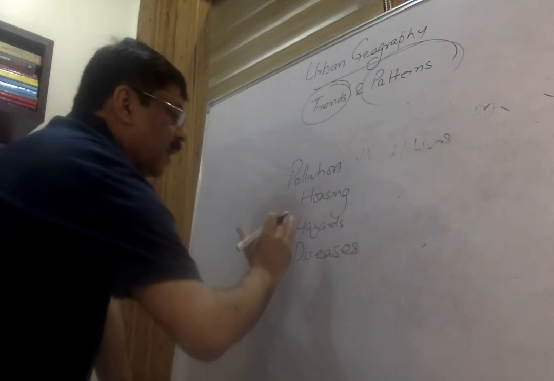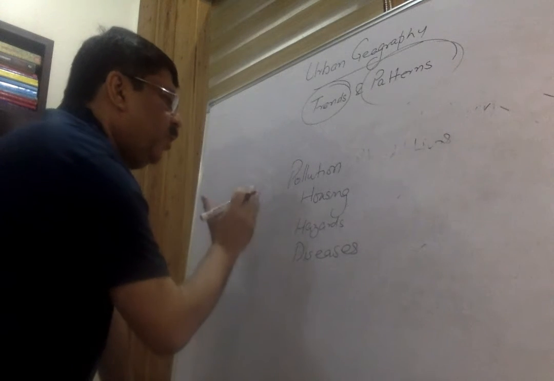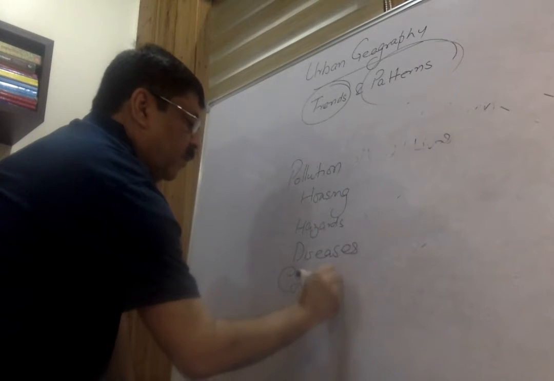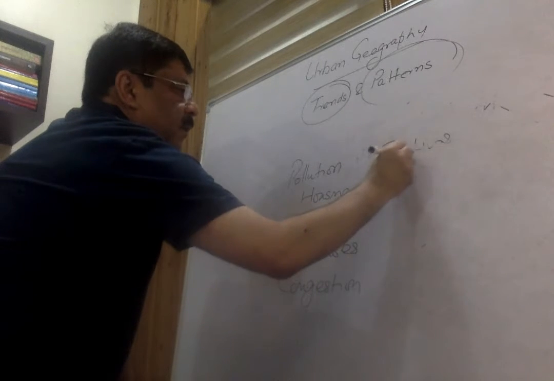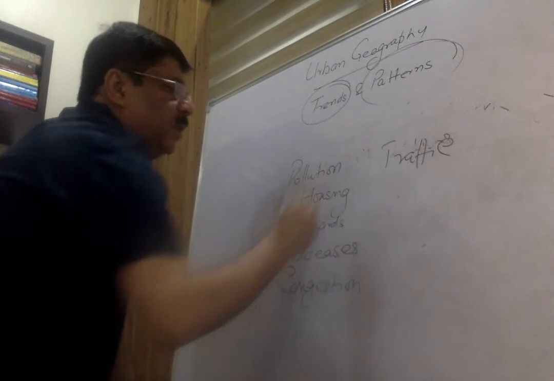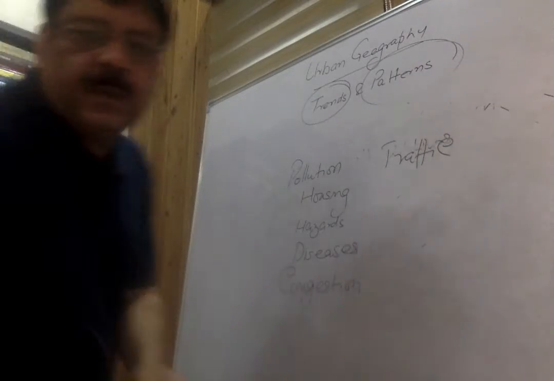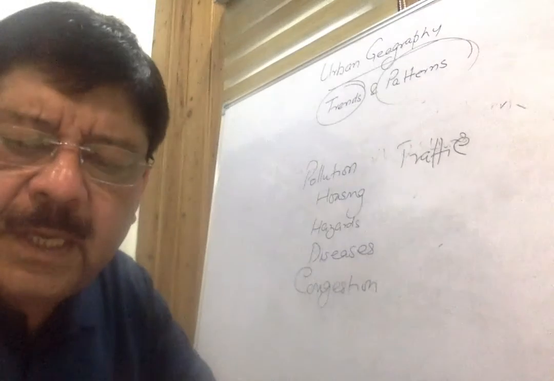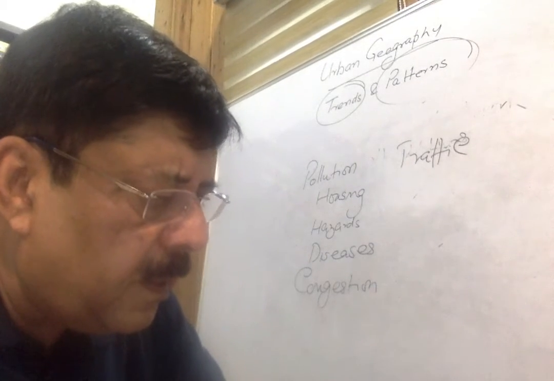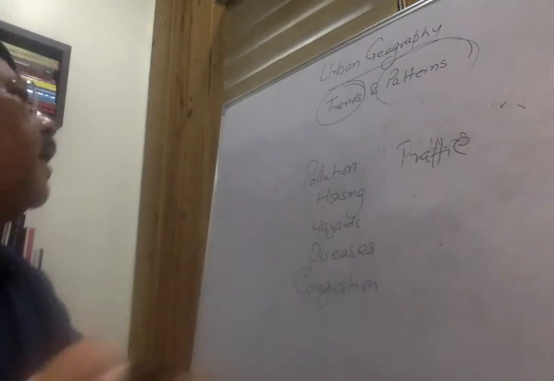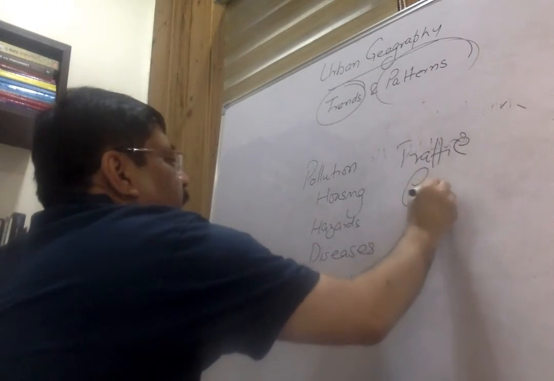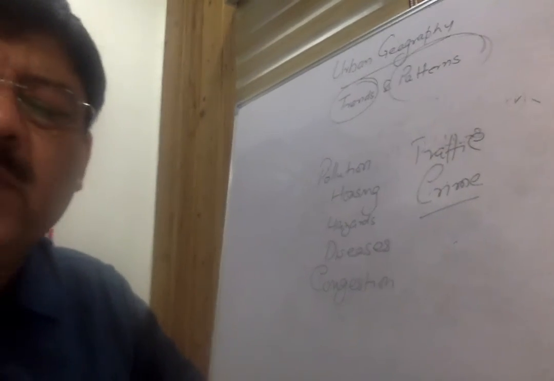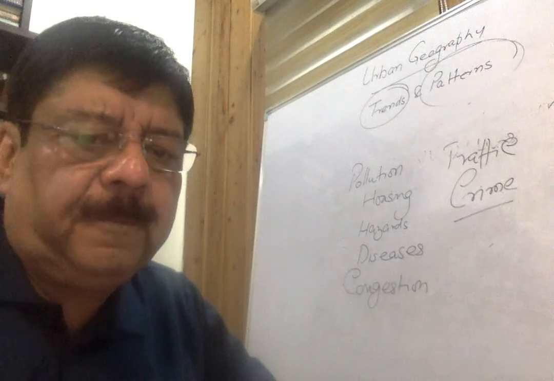Diseases, hazards, housing, pollution, congestion, traffic jams, and crime. Many kinds of crimes, like kidnapping, murdering, drugs. Crime is increasing with increasing urbanization. And these are the negative things. Is any positive thing also increasing?